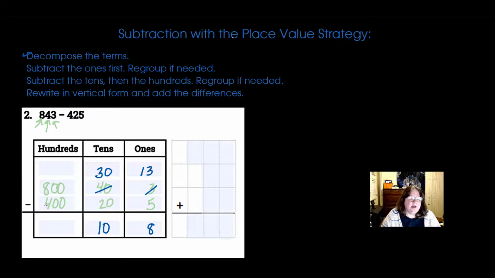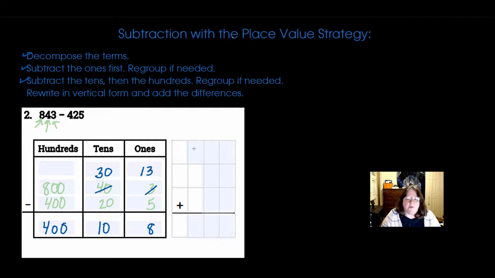Now I have 800 minus 400. You might recognize this is a double. 8 minus 4 is 4. So I subtracted the ones, I subtracted the 10s, then the hundreds. We did regroup, write in vertical form. Again, your book says working form, and add the differences.